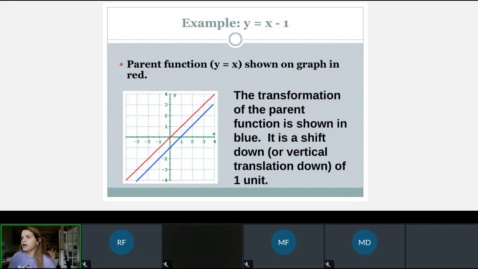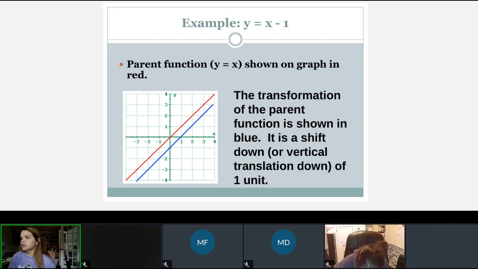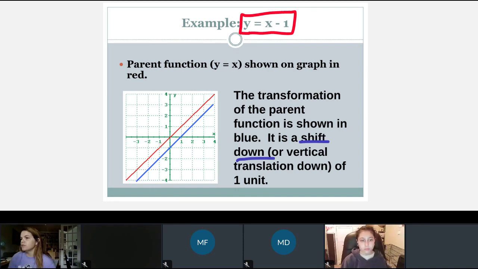So what does this look like? The parent function is shown in red. Our new function is y equals x minus 1. That's the function that we have in blue. So the transformation, if I had to describe it in words, we're going to get there, Maddie. Good question. This is a shift down 1 unit.